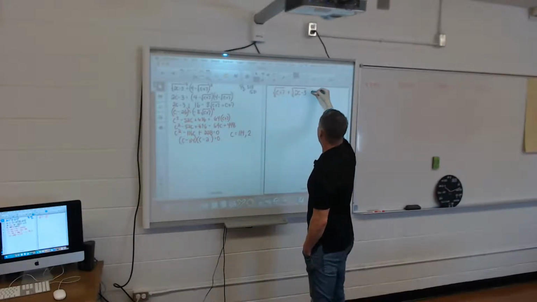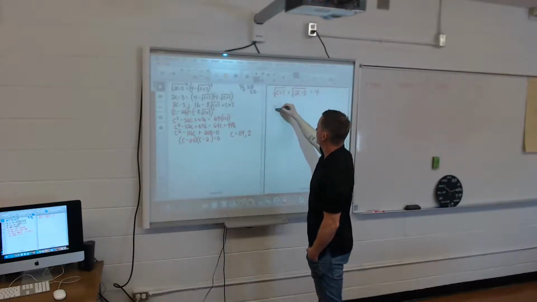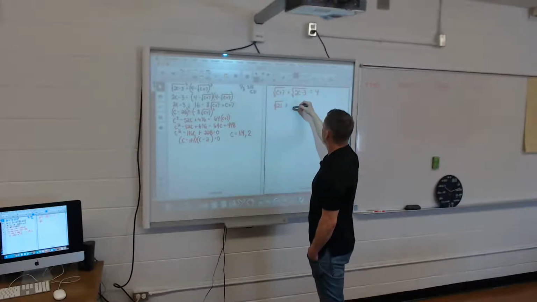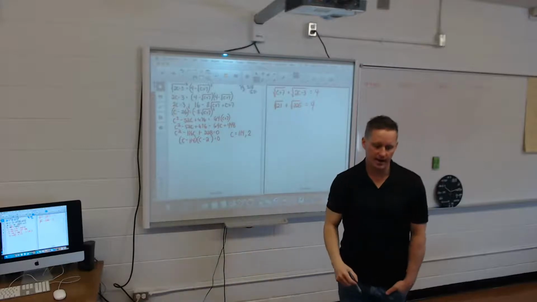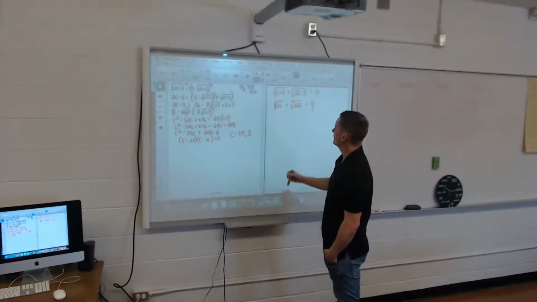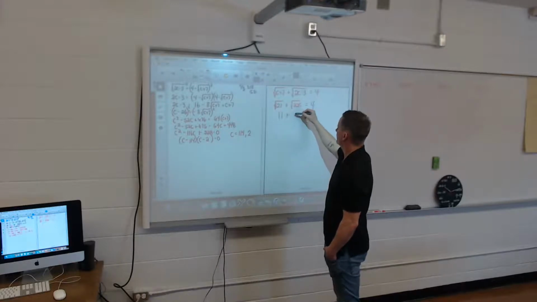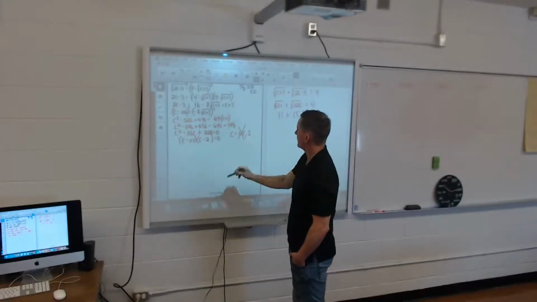C subtract 3, and that should equal 4. Okay, so if I put 114 in here, that gives me 121 plus the square root of 225. That should equal 4. Well, just looking at it right now, there's no possible way that this plus this could equal 4. That's 11. That is 15. That does not equal 4. So that guy doesn't work.